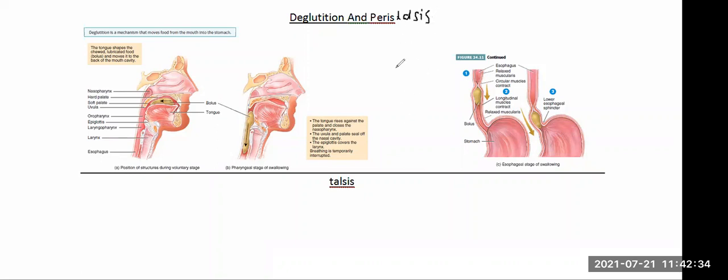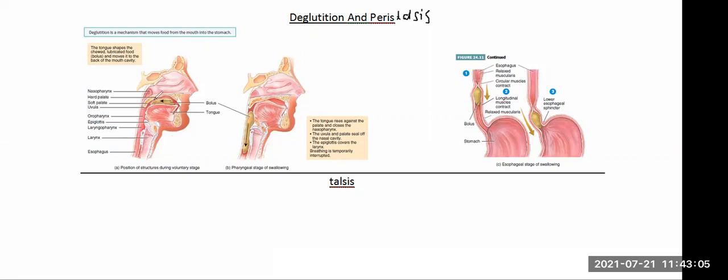Peristalsis. So when you swallow the food, like I said, you move your tongue upwards and backwards, right? Upwards and backwards when you swallow the food. And the uvula also comes into the picture. The uvula also moves upwards. Now we'll see how the uvula helps in swallowing.